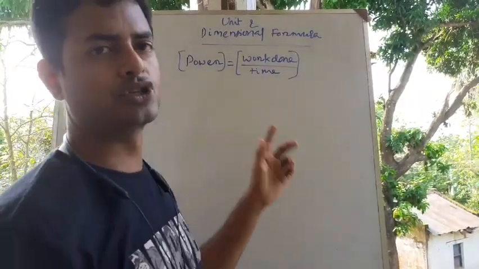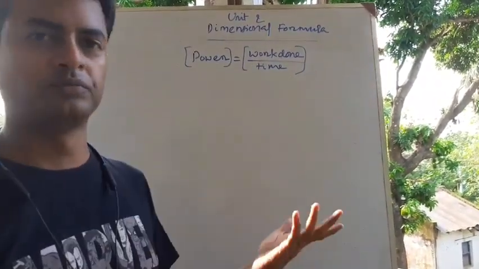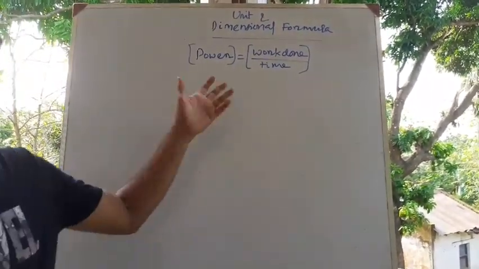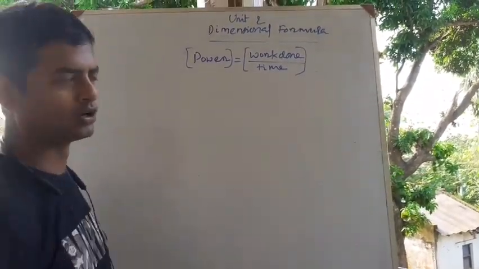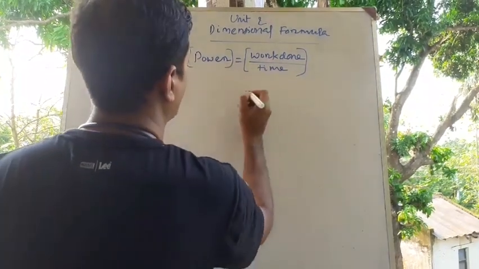So now I am going to discuss power. Power, you have almost known these things in the standard 9 syllabus. Power is defined as the rate of change of work, or work done by time. It is again a scalar quantity.